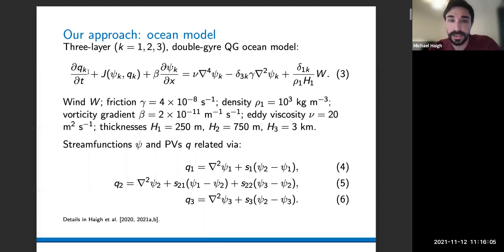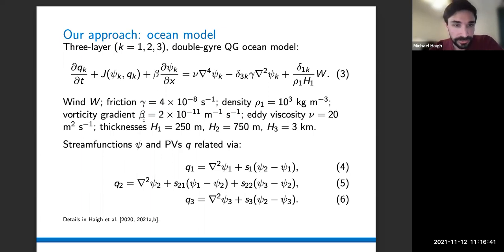K here represents the layer index. The potential vorticity in the upper layer is forced by a wind forcing, a double gyre wind forcing pattern. The bottom layer is forced by bottom friction. This is the nonlinear advection term. And this term here just represents the idea that our ocean basin is set up to be a beta plane, with beta selected with this value here so that it's representative of a northern hemisphere mid-latitude basin, such as the North Atlantic.